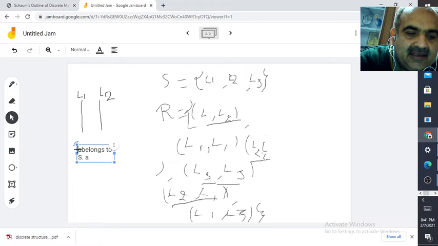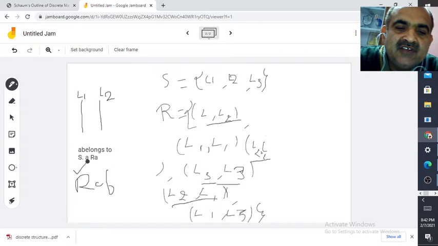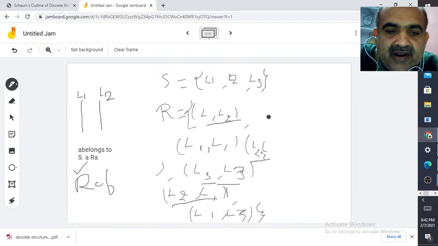Now we have to check whether it is symmetric or not. The relation is reflexive, we have covered it. This relation is symmetric because wherever (A, B) exists, suppose the ordered pair (L1, L2) exists, then the ordered pair (L2, L1) exists. See this one, L2 was here, then (L2, L1) is here.